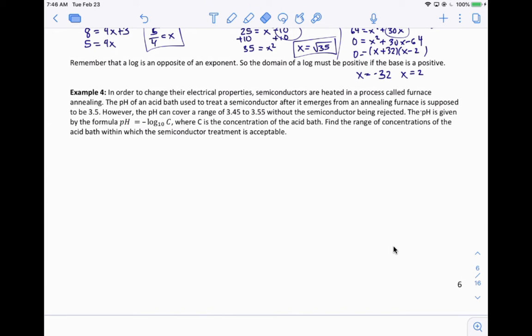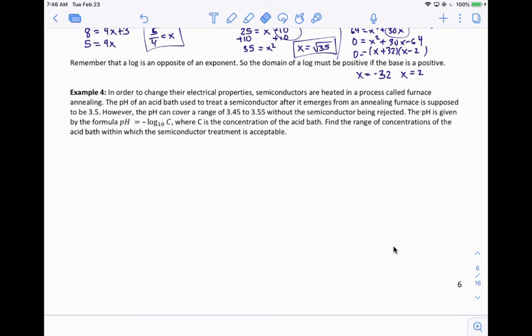Right, one last part of 9.2. Let's see how this all relates back to a word problem. In order to change their electrical properties, semiconductors are heated in a process called furnace annealing. The pH of an acid bath used to treat a semiconductor after it emerges from an annealing furnace is supposed to be 3.5. However, the pH can cover a range of 3.45 to 3.55 without the semiconductor being rejected.